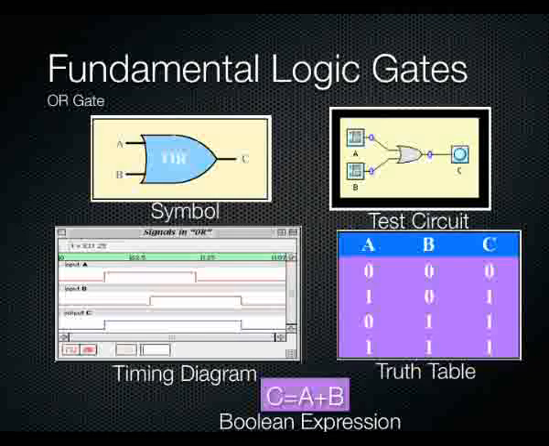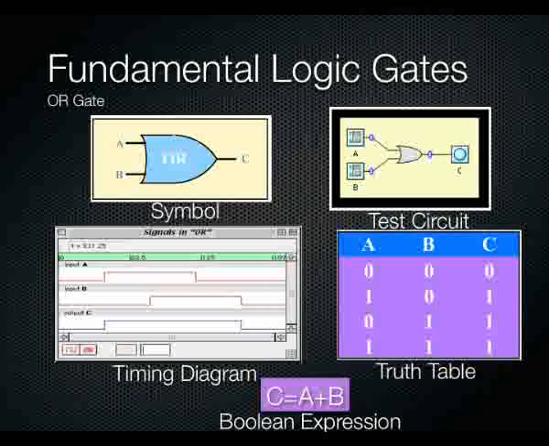On the slide I show you the symbol that we use to represent the OR gate, a test circuit with A and B as the inputs and C as the output. I've shown you a timing diagram to show the relationship between the inputs and the outputs, and also a truth table to show how the output relates to the inputs. And of course the Boolean expression on the bottom shows how we might represent the OR gate. In a Boolean expression, the OR gate is simply represented by the plus operator.